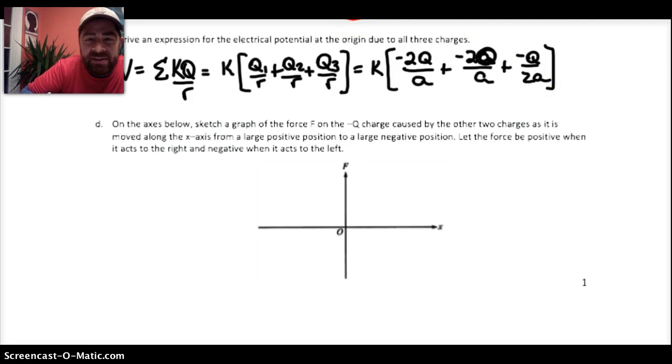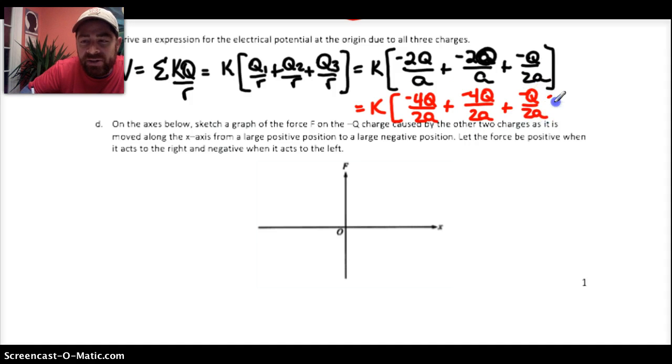All right, so now I've got this interesting thing that I'm going to deal with here. I need to combine some like terms, so I'm going to go ahead and do that in red right underneath it. I'm going to call the common denominator 2A, which makes that negative 4Q on the top. I'm going to add to that the same thing. This is 2A on the bottom. That becomes negative 4Q. And now I've combined my terms with a least common denominator.